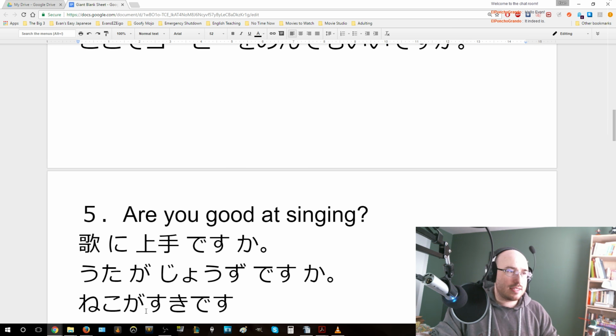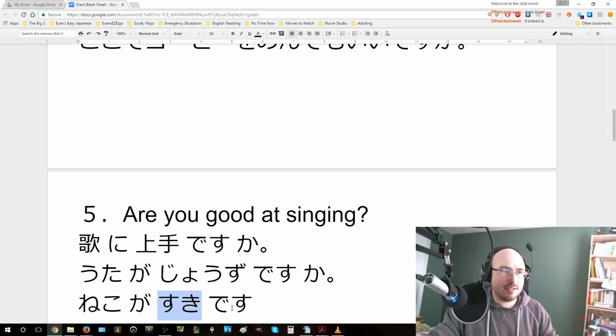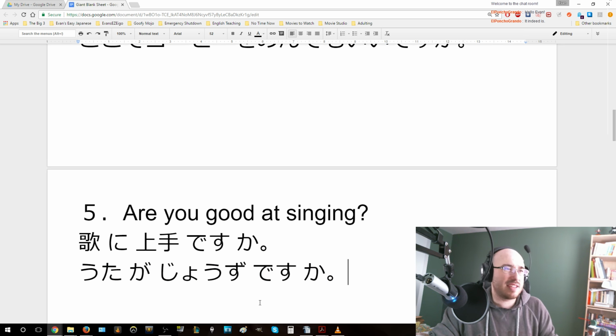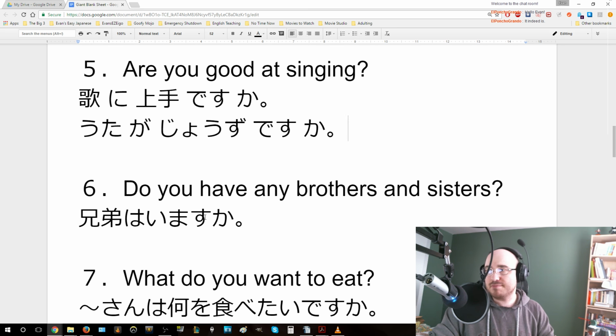So if we have neko ga suki desu, notice how suki actually means like, and then desu is, and then neko is the subject. Cats are likey. Cats are the subject, so cats are likey. The same way that this sentence works, cats are likey, this sentence works. I'm good at singing. I like cats, I'm good at singing. Yeah, this works. Not much more to say about that, really. I feel like I'm letting you down.